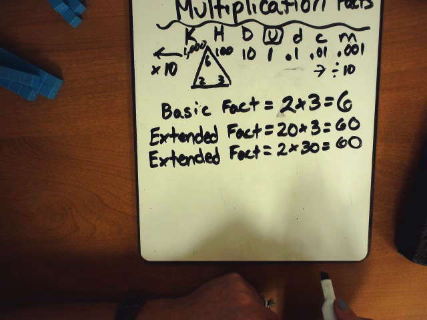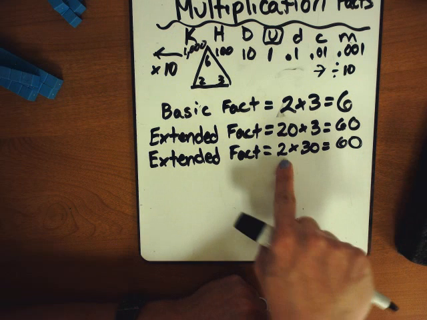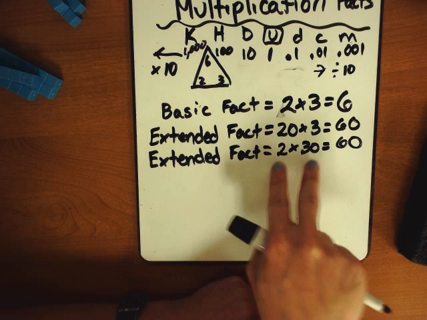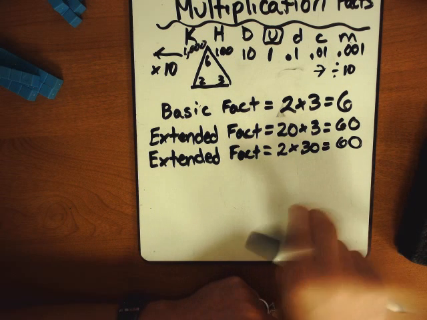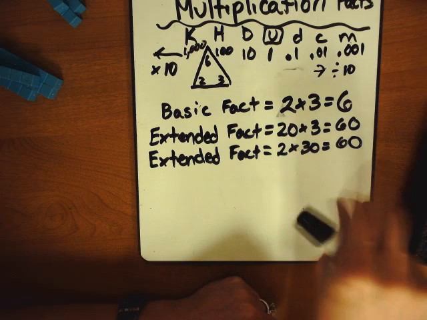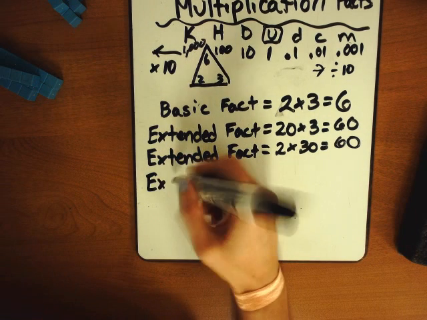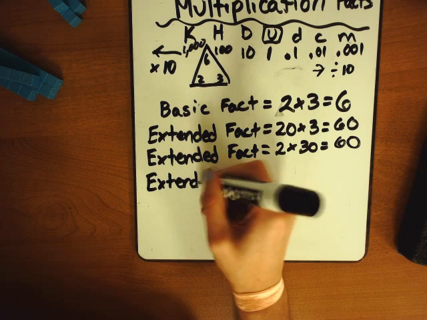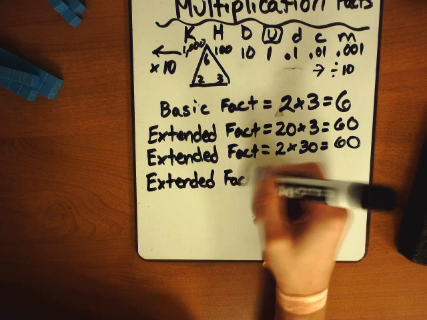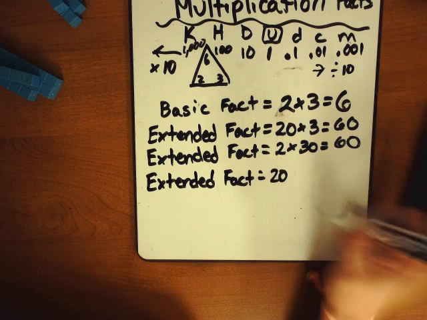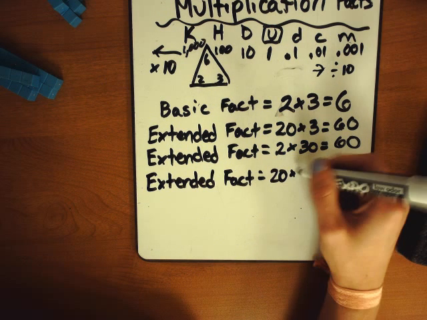Okay, so we can actually do the same thing, thinking about multiplying 2 times 10, multiplying 3 times 10. Then I have 2 times 10s, so I'll need to times this by 100, okay? So my other extended fact here, I'm going to multiply 2 times 10, multiply 3 times 10.